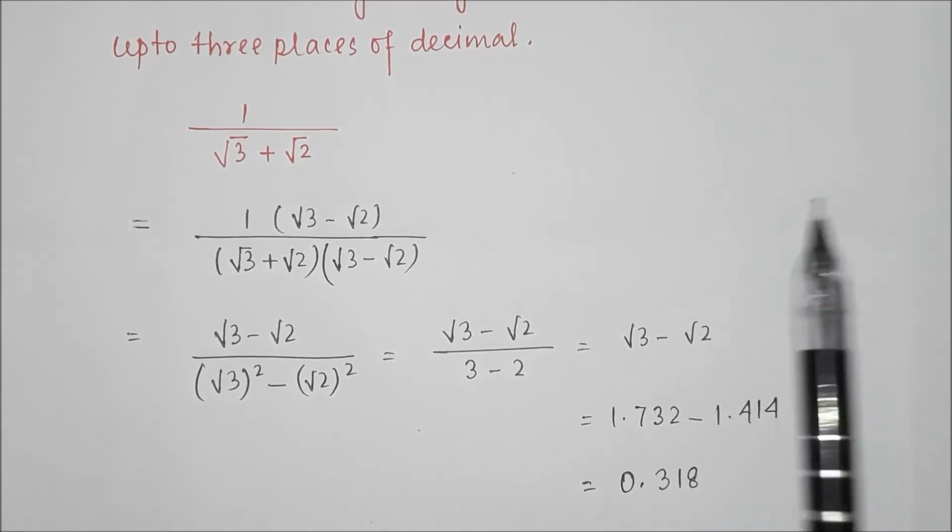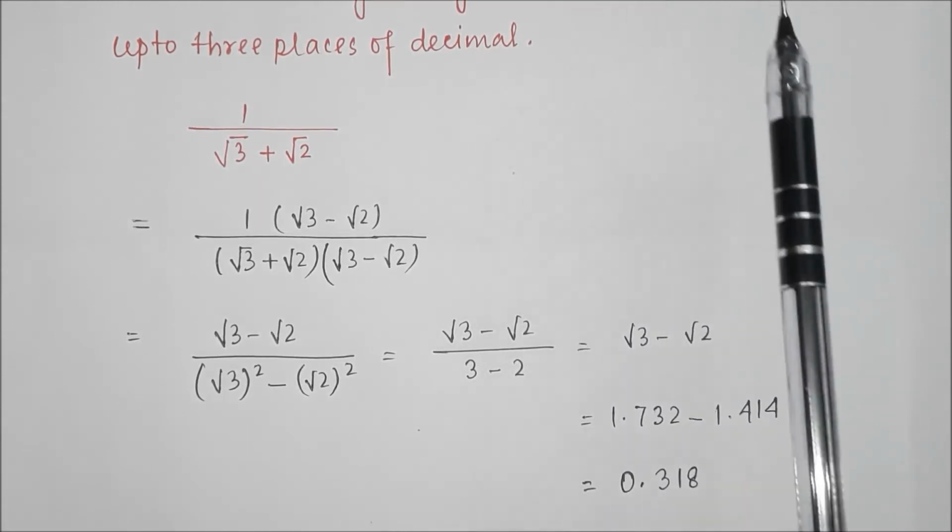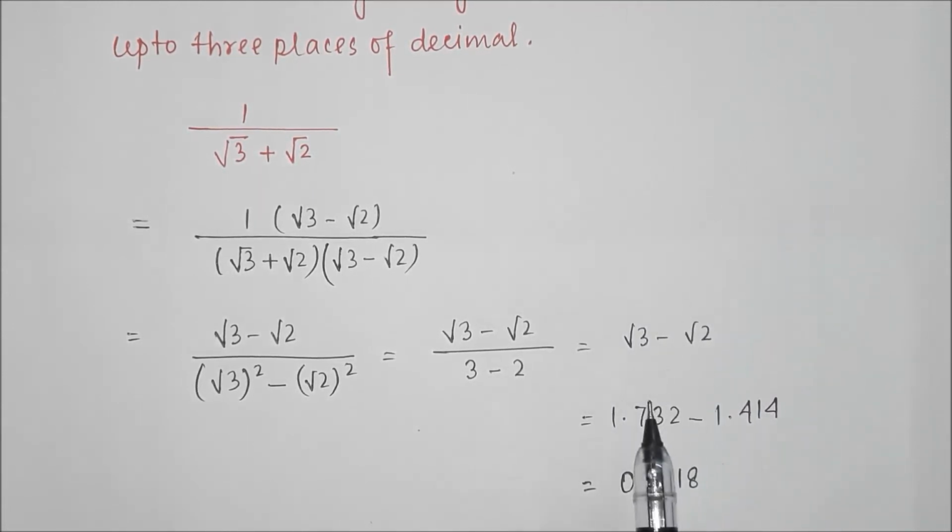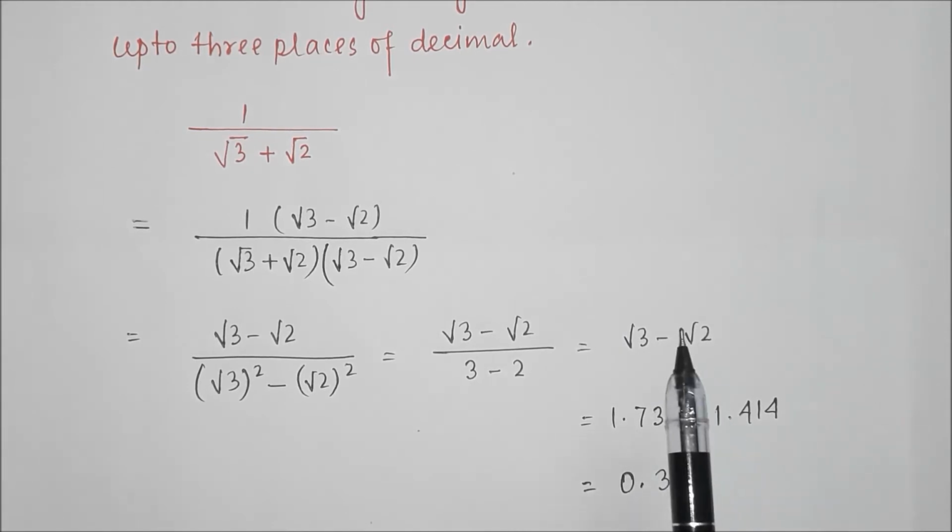Now as in the sum, the value of root 2 and root 3 is given to you. So substitute the value of root 3 and root 2 in their respective places. So in place of root 3 I am substituting 1.732. In place of root 2 I am substituting the value of root 2, which is equal to 1.414. So that is equal to 0.318.